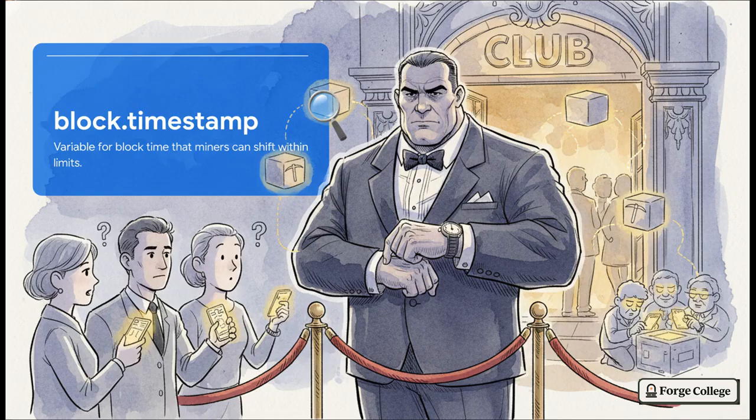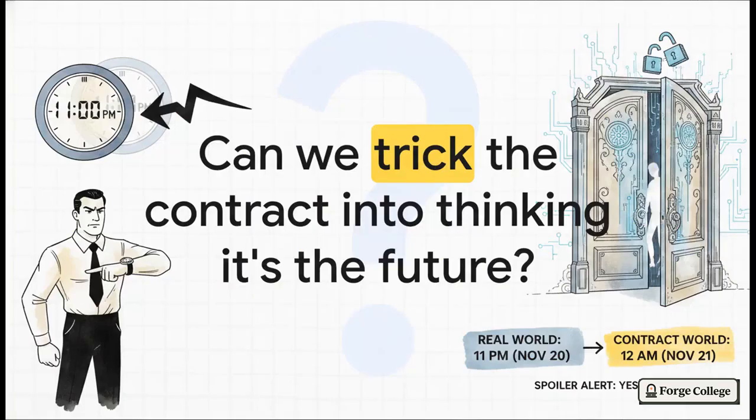But it's really not. Imagine a bouncer at a super exclusive club. The strict rule is no entry until midnight. But, plot twist, the bouncer is checking IDs using a wristwatch that he can secretly fast forward. Miners and local test validators actually have the power to shift this reported block time within certain bounds set by the protocol. Which brings us to the million-dollar question. Can we trick the contract into thinking it's the future? If that bouncer's rigged watch says it's midnight, does the heavy iron door open even if it's actually only 11 p.m. in the real world? Well, spoiler alert, yes, it absolutely does.